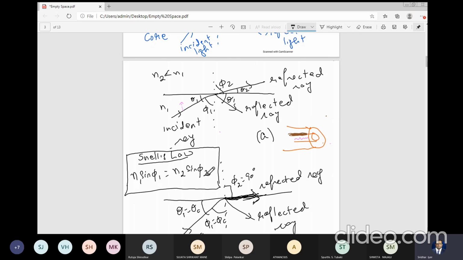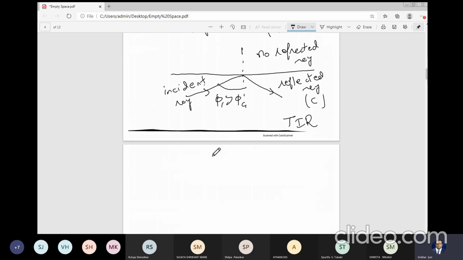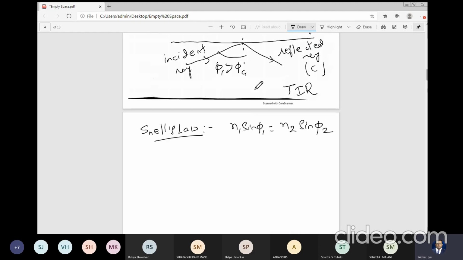Okay. So this is the very popular Snell's law. You have N1 sine phi 1 equal to N2 sine phi 2. So let us do the mathematics here. I'll rewrite Snell's law here. According to Snell's law, based on that diagram, you have N1 sine phi 1 equal to N2 sine phi 2.